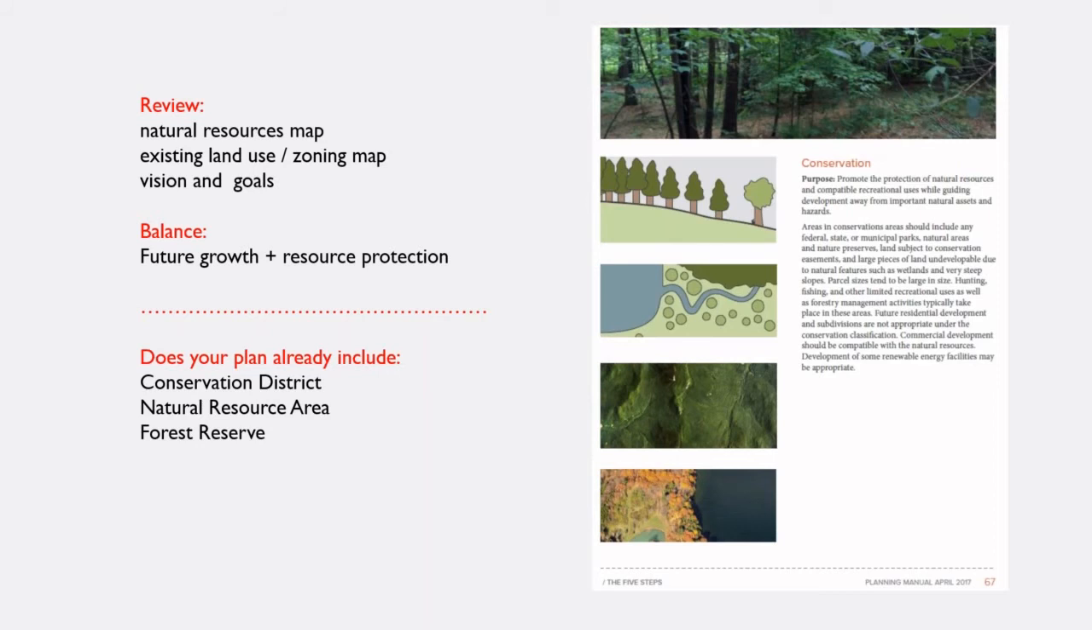And as always, I think it's understood and recognized that part of this planning process is the recognition that as a local community, you're having to strike the balance between future growth and resource protection. So one thing you may want to take a look at is maybe your plan already includes some kind of land use area, such as a conservation district, a natural resource area, or a forest reserve. And that might be a great place to start to see how potentially those existing land use designations may or may not align with some of these newly or recently identified forest block areas.